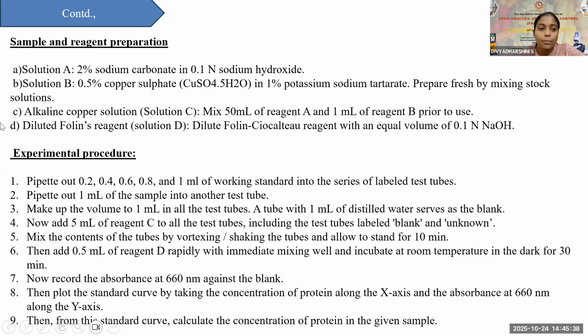also labeled as blank. So blank is for UV absorbance, we will be keeping a blank. Our blank is distilled water only. And then the unknown sample is our test sample. For example, if I'm taking milk, that sample is known as unknown. So we don't know the concentration of protein, that's why it is termed as unknown.